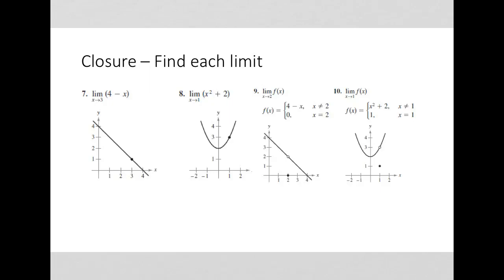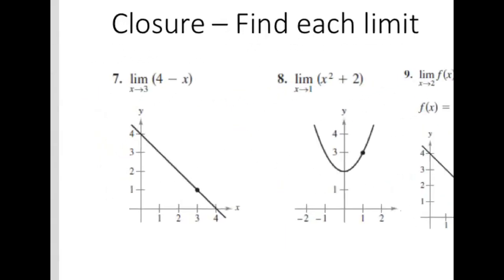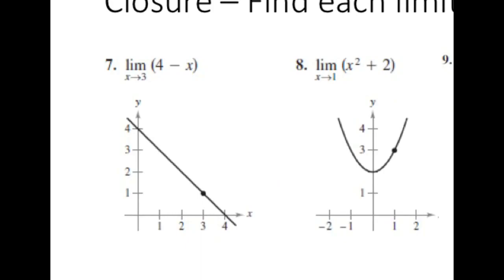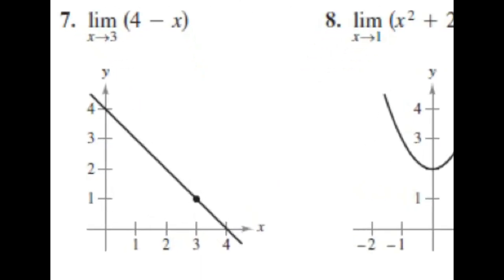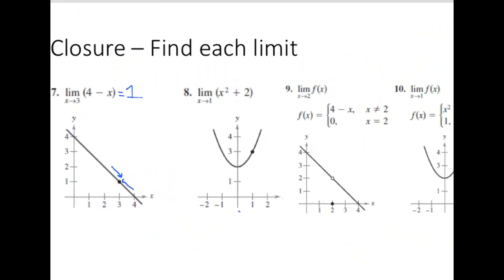So let's go ahead and hit this closure real quick. We got some functions and graphs here. Let's go ahead and look at number 7. Finding the limit as x goes to 3 of this function. Well, as x goes to 3 from the left and from the right, I'm approaching the same value, which sure looks like it is positive 1.